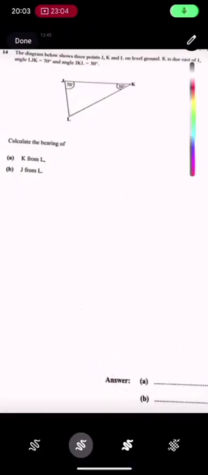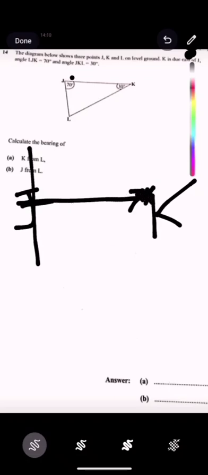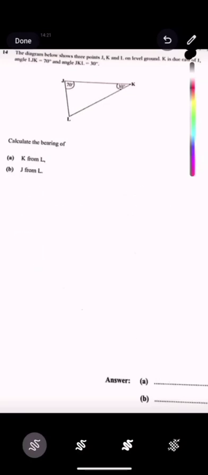Okay, going to bearing now. So the diagram below shows 3 points, J, K, and L on level ground. K is due east of J. So when they say K is due east of J, it means when you draw a compass on J, the east of J, that's where K is. In short, this line which connects J and K is east of J, giving you an insight of doing some 90 degrees there. Okay, so they want the bearing of K from L.